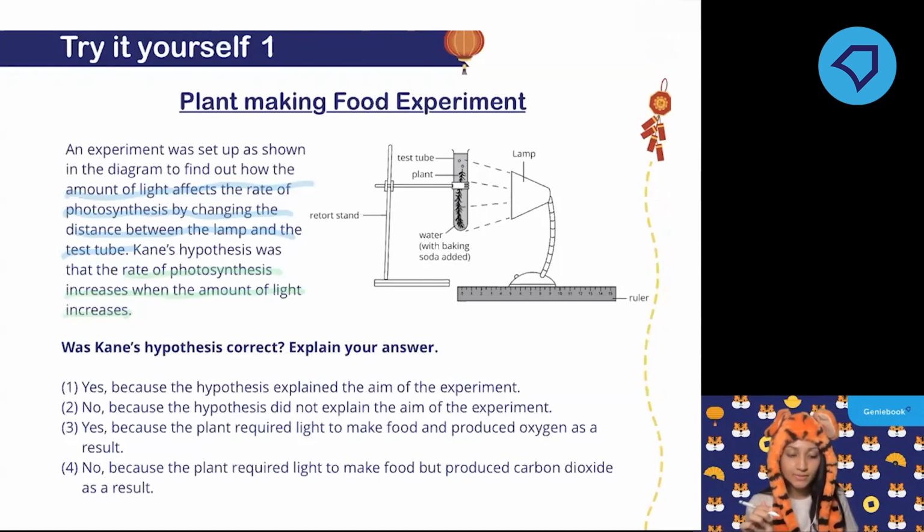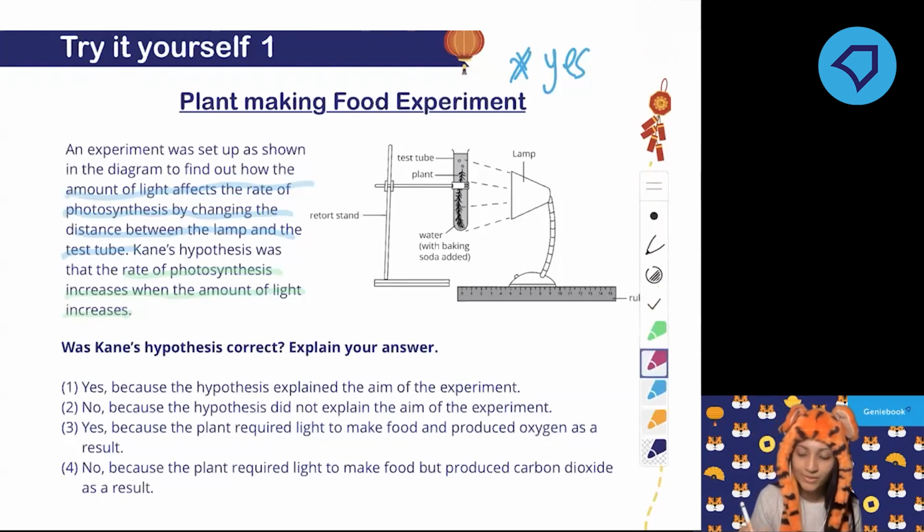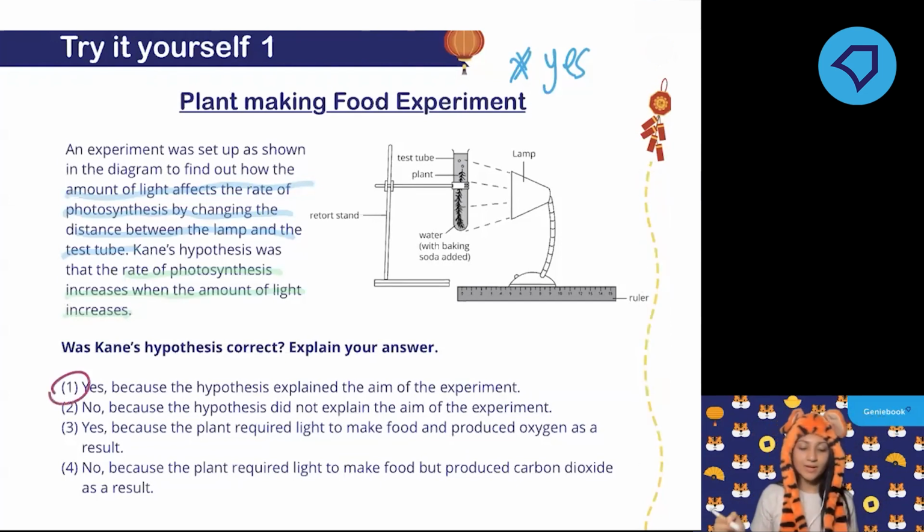So he predicted that the rate of photosynthesis, how fast this plant can make food, depends on the amount of light it receives. So do you think this is a correct hypothesis for this particular experiment? Okay, number 1, well done, because the hypothesis explains the aim of the experiment.